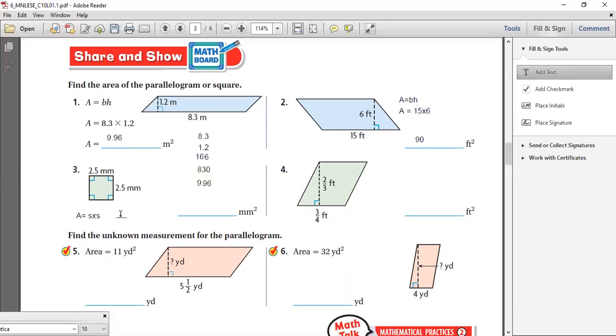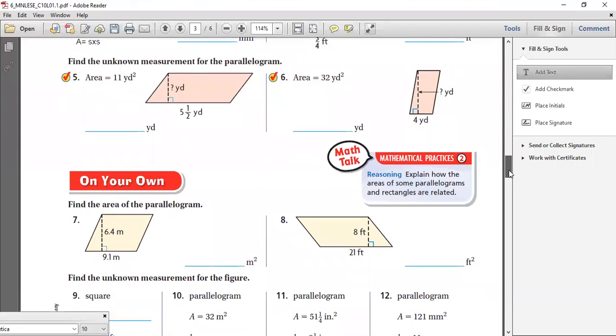So s square means area is equal to 2.5 multiplied by 2.5. So how much is 2.5 multiplied by 2.5? Quickly calculate and write the answer. That's going to be 6.25. You have to be fast enough. If you take so much time in one question, how will we finish the remaining, right?